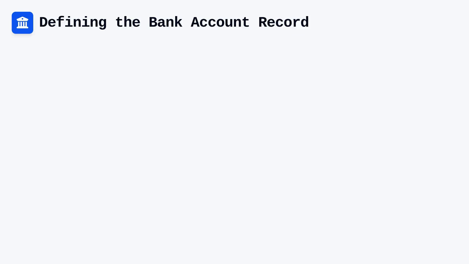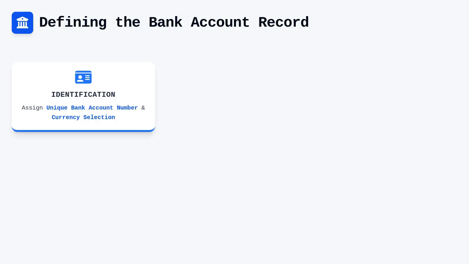Once the bank group is established, you proceed to define the individual bank account record, which links your business operations to the physical banking site. You must assign a unique bank account number and select the appropriate currency, which has significant implications for how Dynamics 365 Finance handles multi-currency transactions.